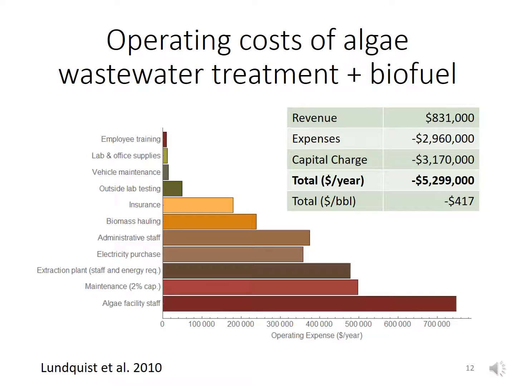But to put things in perspective, the capital charge, this is the annual expense that you have from operating the facility, depreciation, financing, interest, and investment, is still higher than all these other operating costs. And so your total cost per year is estimated at about $5.3 million per year for this 100 hectare facility. And that's what brings up the cost of producing the biofuel to $400 and almost $420 per barrel. Too expensive to compete with today's petroleum cost.